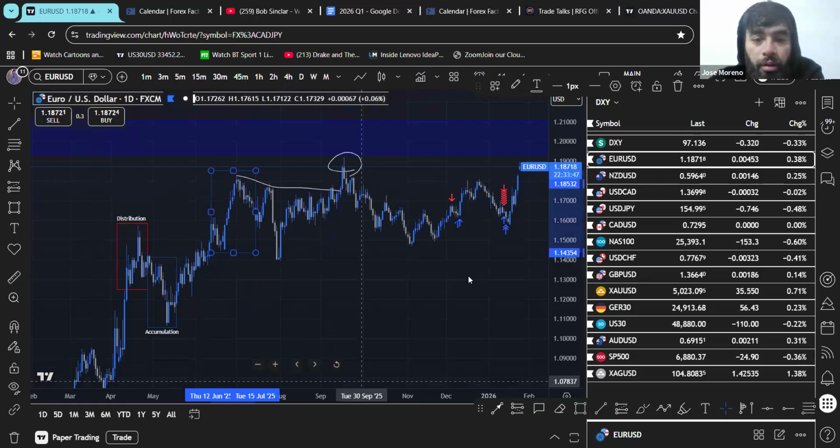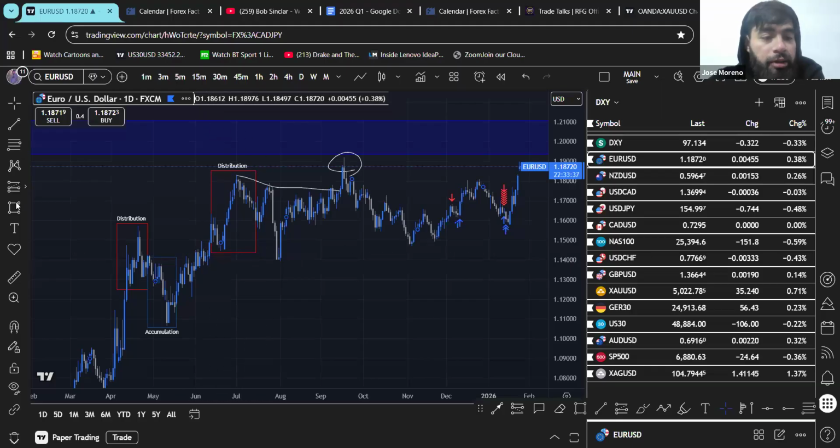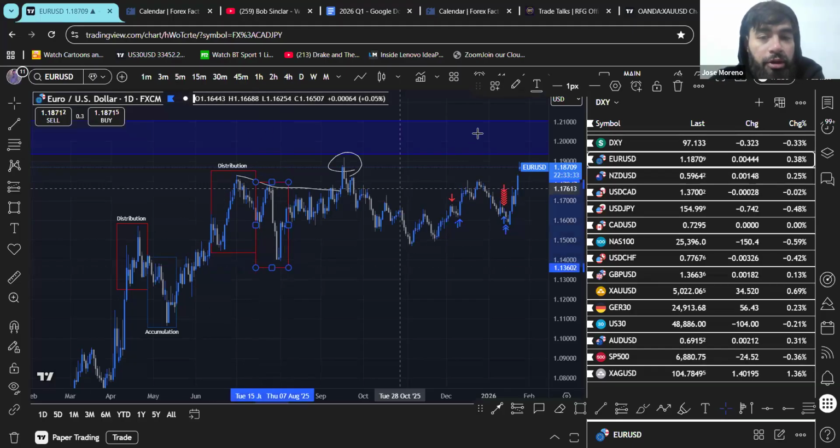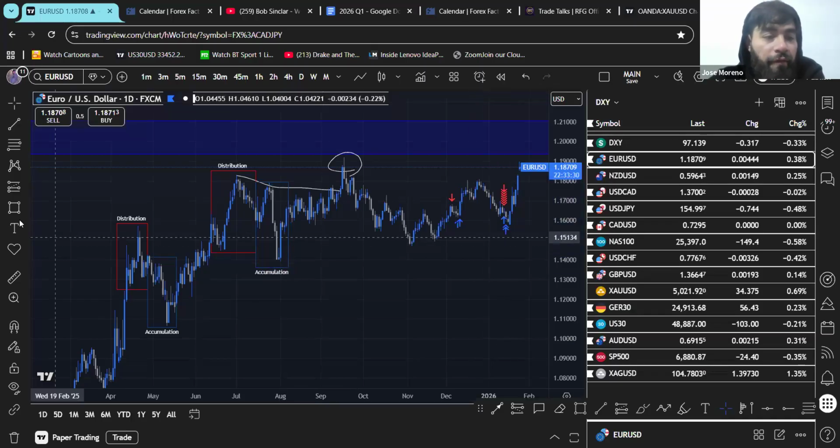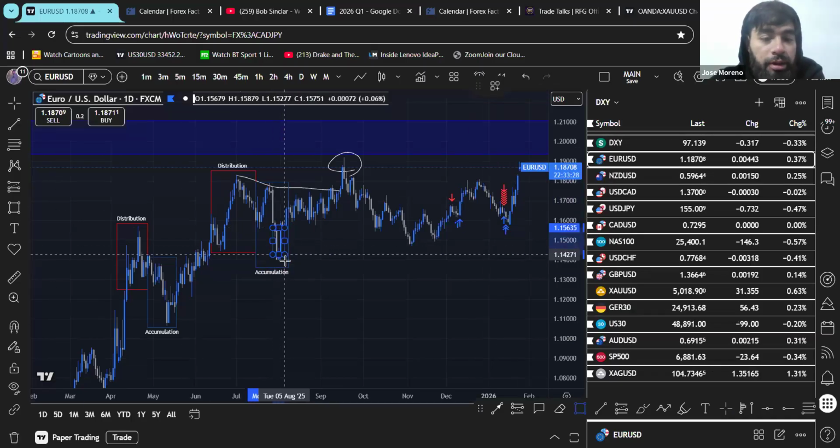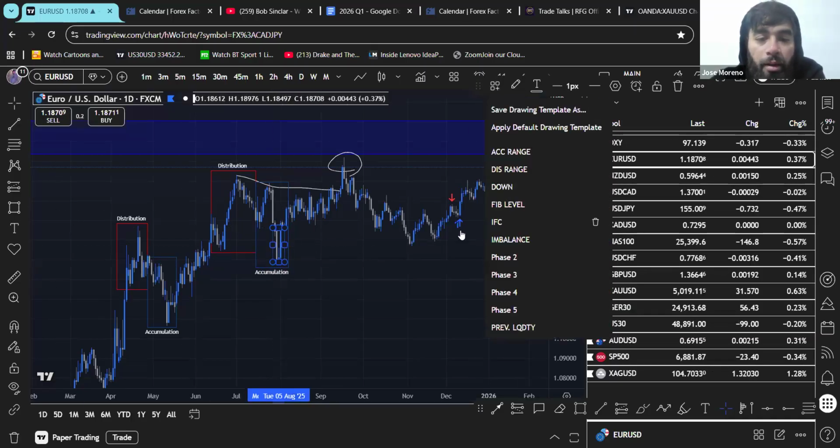So we have, again, distribution coming here, going ahead and barely sweeping the low of that distribution. So our accumulation is going to look like that. This is going to be our final manipulation down right here. We see the institutional candle sitting there.